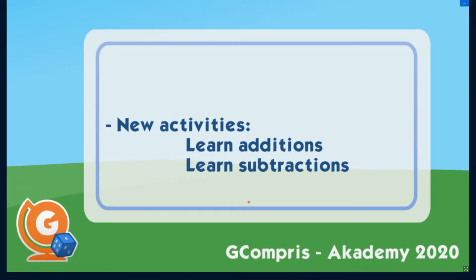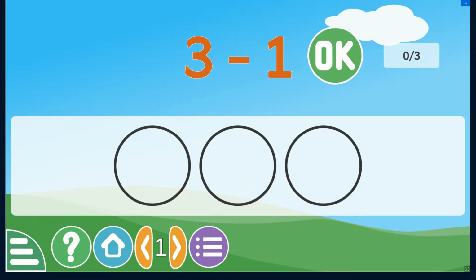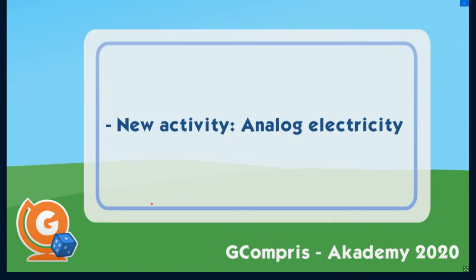Next new activities are learn addition and learn subtraction, which are derivatives of learn digits. It's the same, but we show a simple addition or subtraction just to learn the concept of those operations. And I kept the best for the end.